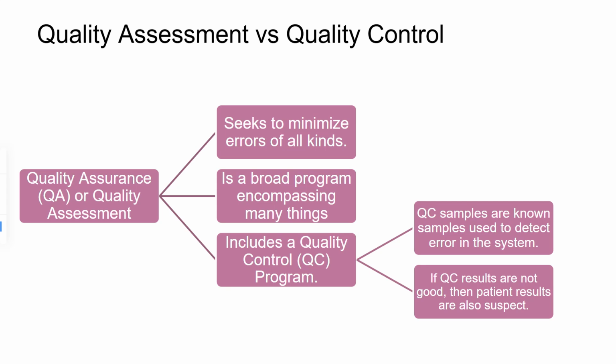And quality control looks at QC samples, or known samples, that are used to detect an error in the system. So when you run a patient sample on an instrument, we usually also run a positive control that's known to be positive and a negative control that's known to be negative. If our controls are accurate and fall within an appropriate range, then we can safely assume that our patient sample is accurate. If the QC results are not good, then the patient results are also suspect.